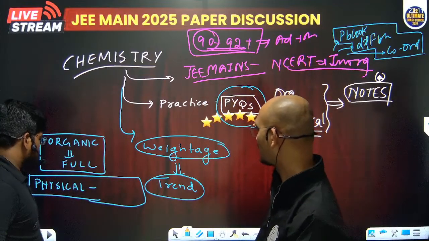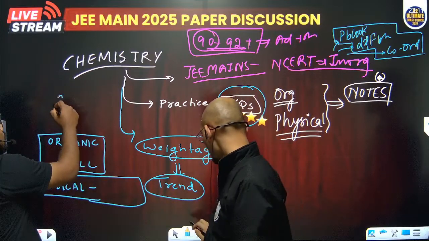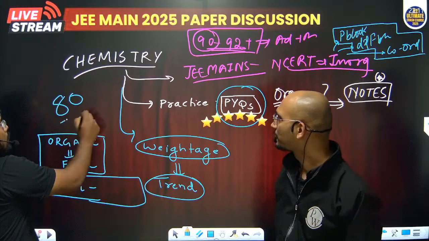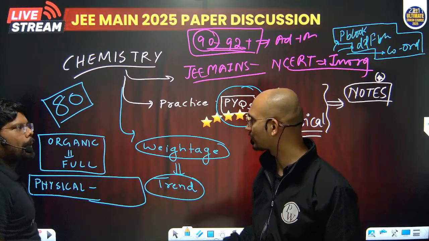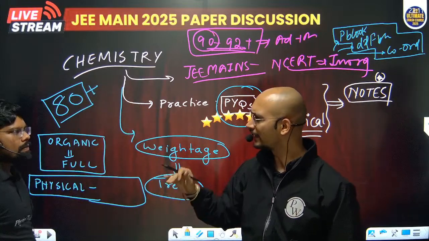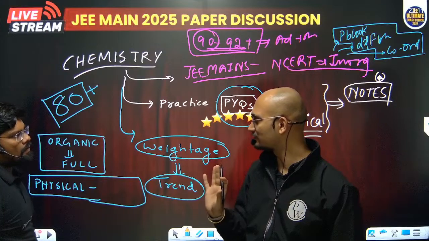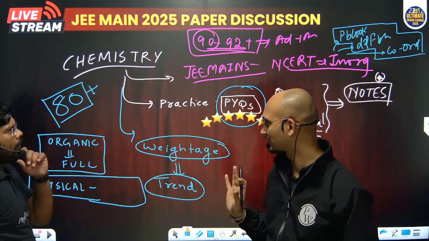So this is something about chemistry that I would like to suggest to students. Next time, they can easily target 80 plus. Even this time, if students prepared well, and even average students, they can easily score 75 to 80 marks. So these were scoreable marks in chemistry this time.